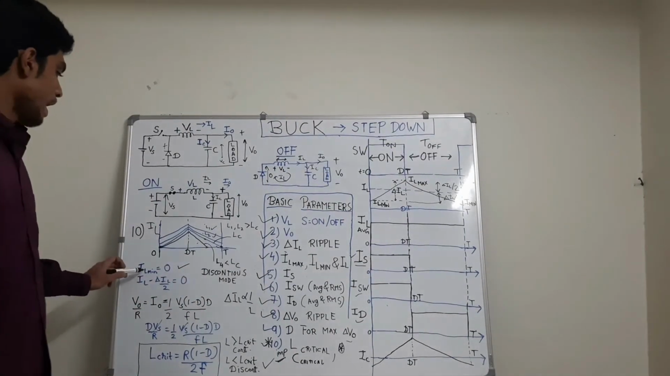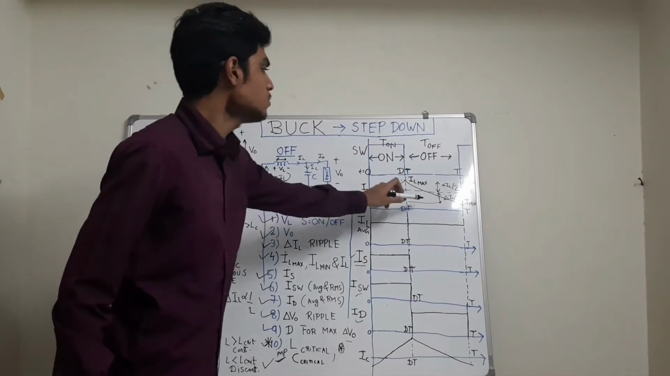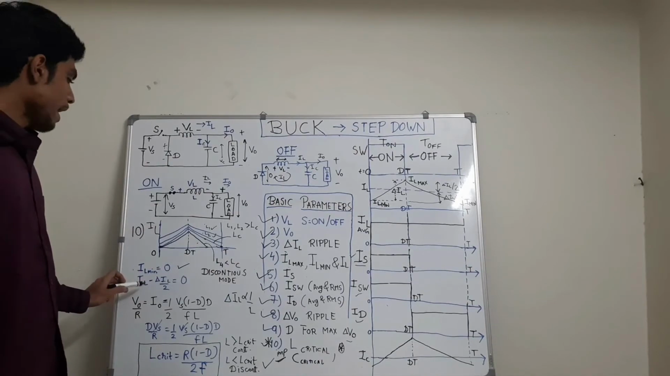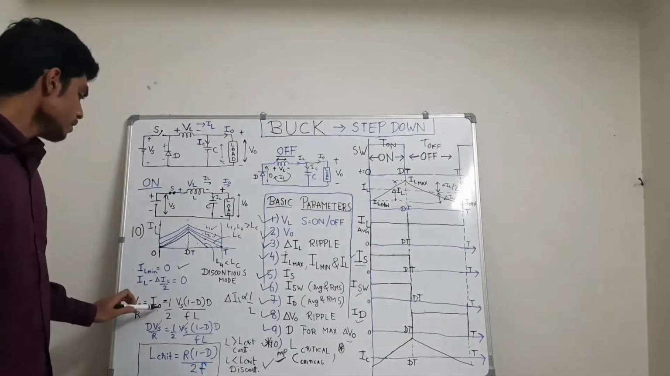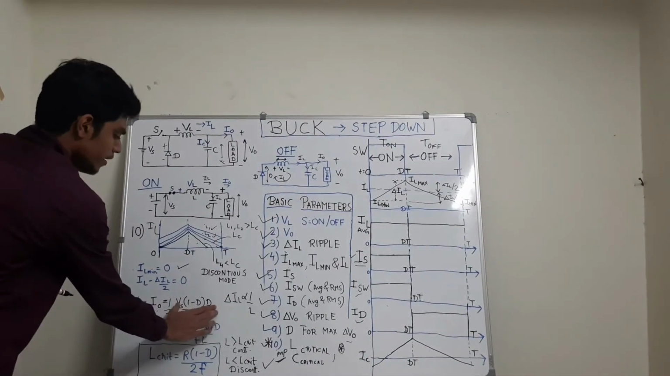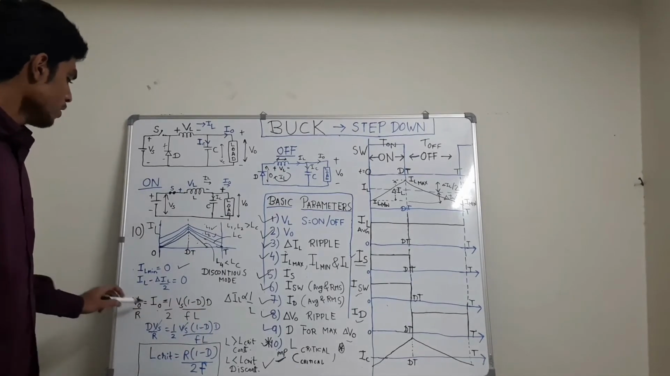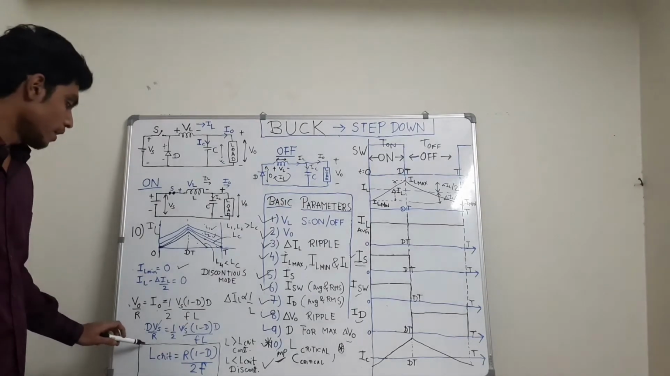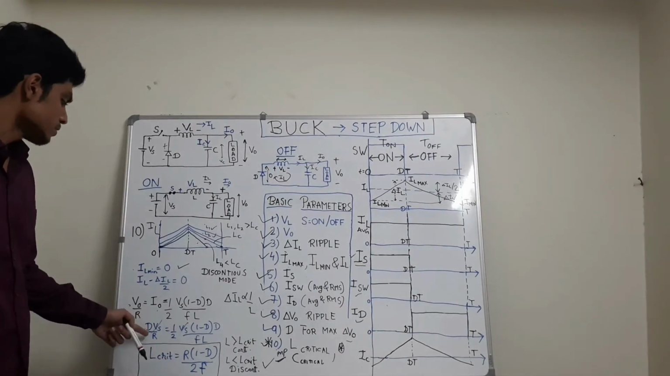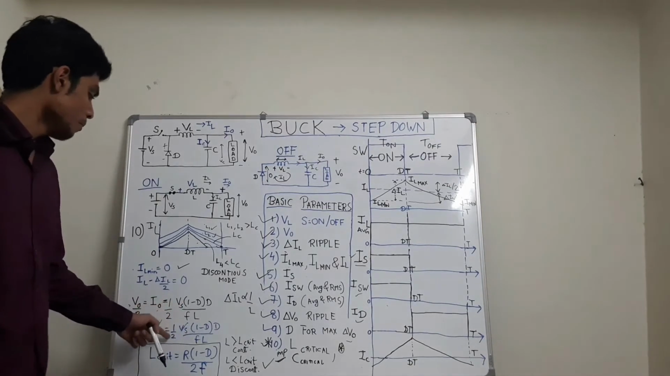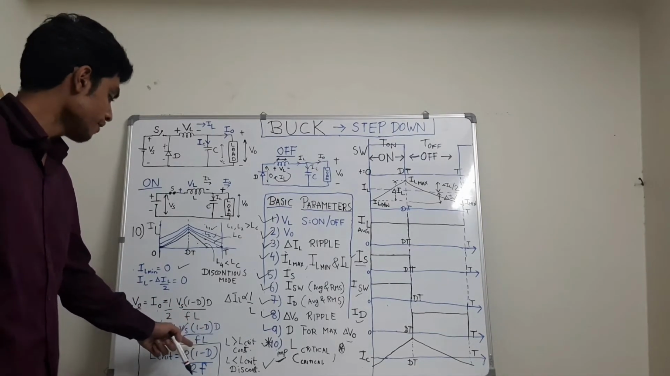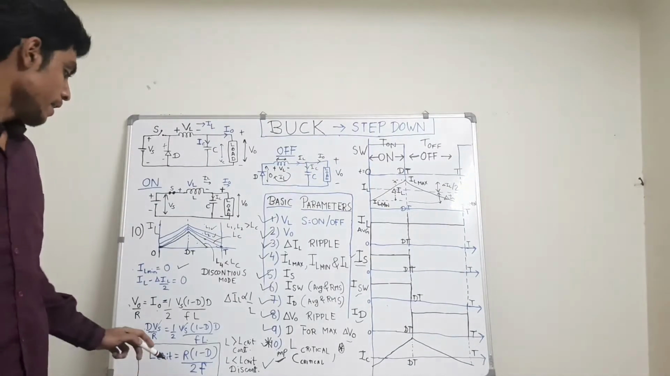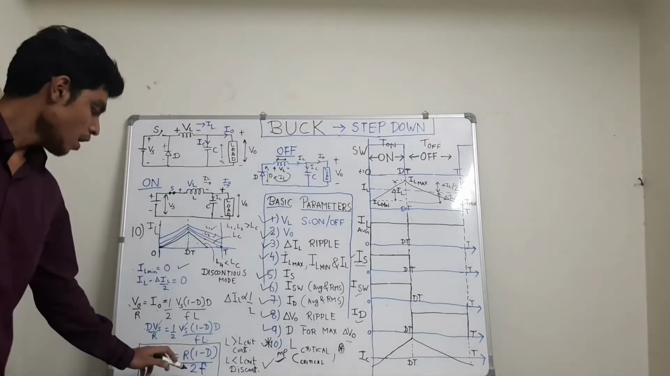Now IL mean, as we know, is equal to IL minus del IL by 2. So we know that IL is equal to I naught for buck converter, which is equal to half into the whole del IL. Now I naught is equal to V naught by R and V naught is equal to dVs upon R. So substituting, this equals 1 upon 2 Vs d into (1 minus d) upon Fl, we will get the value of inductor L critical as R into (1 minus d) upon 2F.